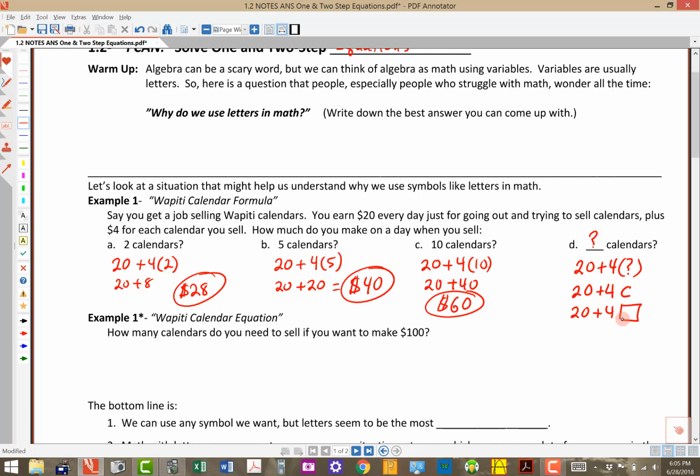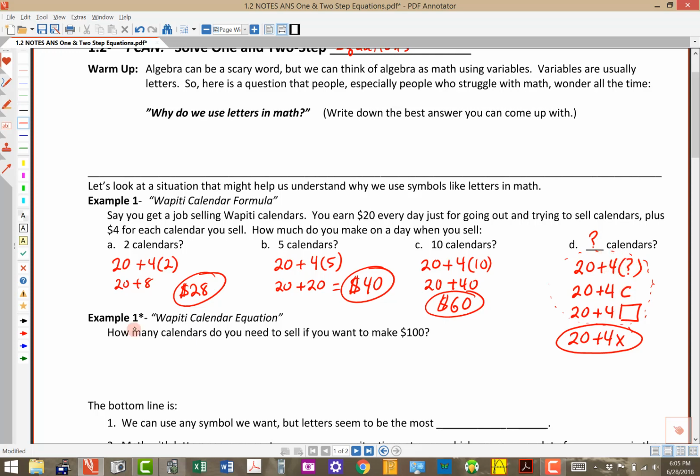But what we normally do is we normally choose a variable. Now, C for calendars is a great choice. We could also do something like this. Lots of people like using the variable X. X is probably the most common variable that people choose. Any one of those would be fine. So I'm going to circle this, and I'm going to put a dotted circle around these, because any one of those would be okay, because we don't know how many calendars we sold, so we don't know how much money we're going to make. We do know that we're going to take 20, and then we're going to add 4 times whatever number they tell us this is in the end.